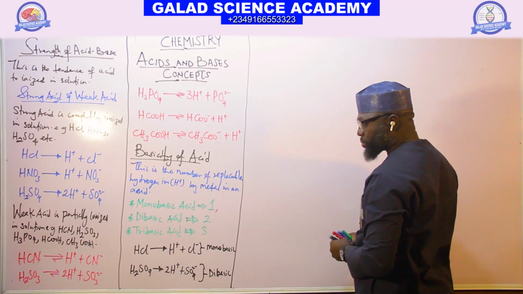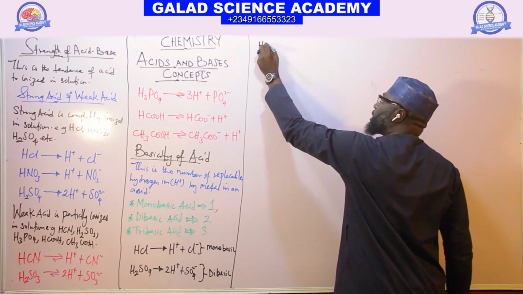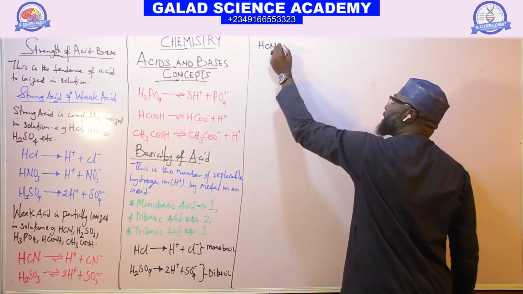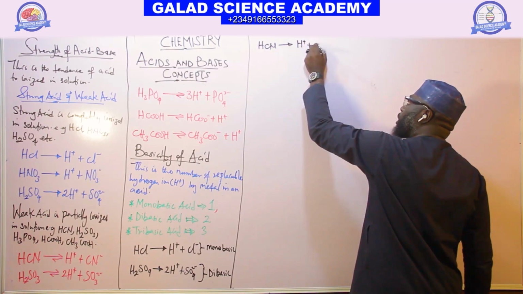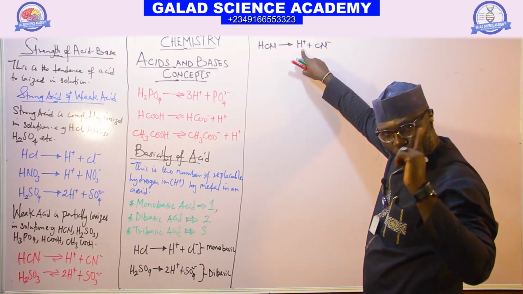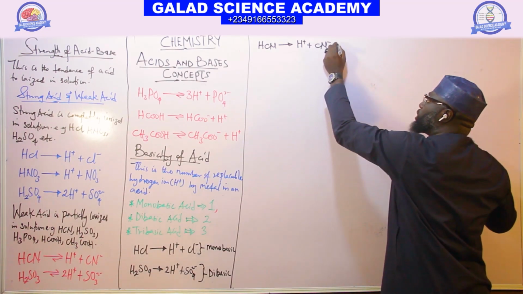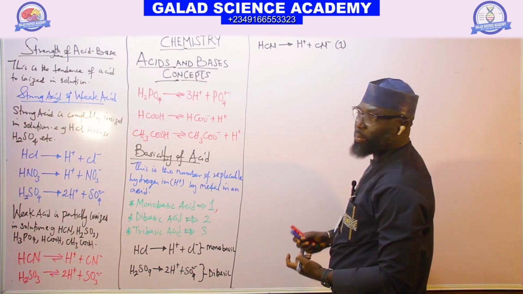Example. In the case of hydrogen cyanide, if it is ionized, we have H plus and CN minus. What is the basicity here? It is 1. So this one is also monobasic, with a basicity of 1.